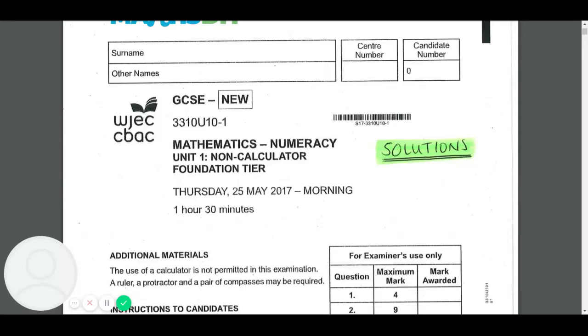So I'm recording a bit of feedback for the most recent past paper that you've had a go at. The Numeracy Unit 1 non-calculator from 25th of May 2017. You'll also have the mark scheme issued to you, but if I talk through the questions, it might be a little bit easier to understand.